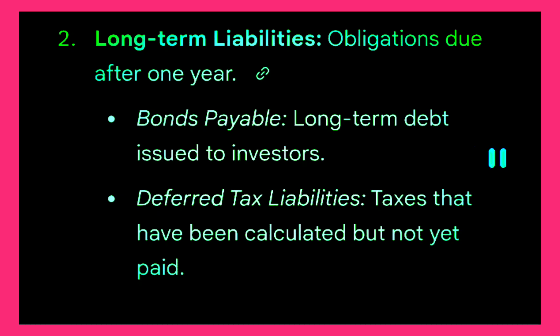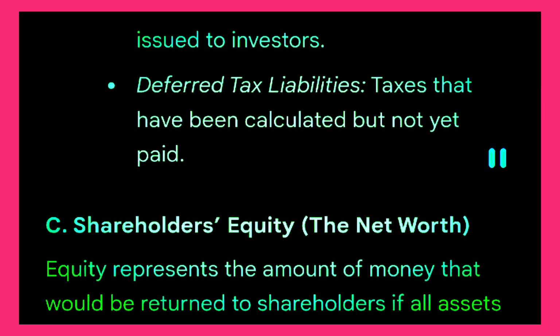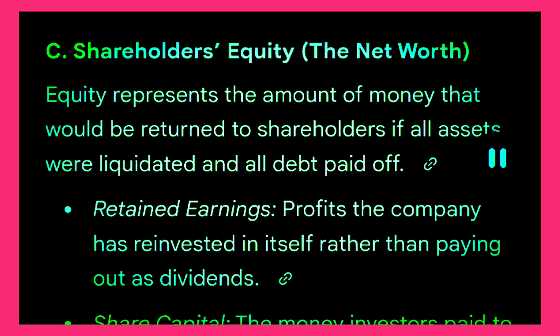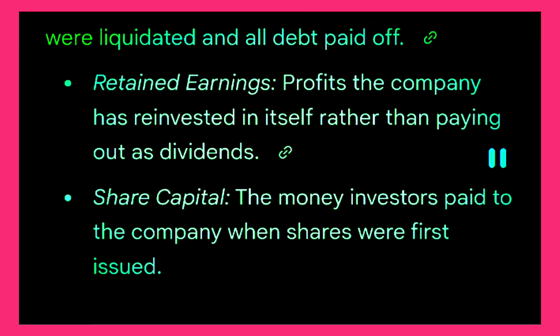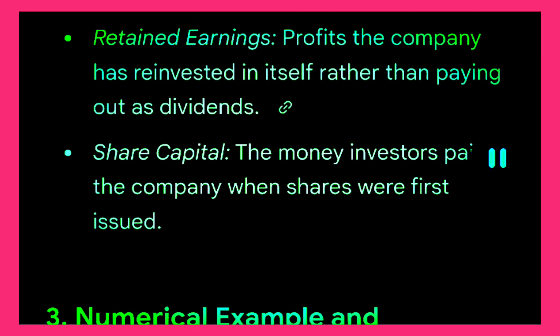C. Shareholders' equity, the net worth. Equity represents the amount of money that would be returned to shareholders if all assets were liquidated and all debt paid off. Retained earnings, profits the company has reinvested in itself rather than paying out as dividends. Share capital, the money investors paid to the company when shares were first issued.